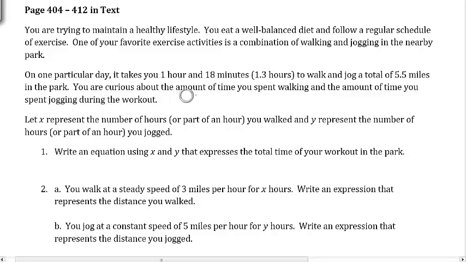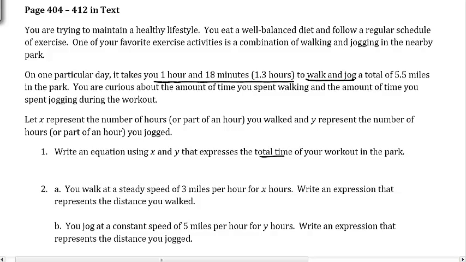You are curious about the amount of time you spend walking and the amount of time you spend jogging during the workout. We're going to let x represent the number of hours or part of an hour you walked, and y represent the number of hours or part of an hour you jogged. Write an equation using x and y that expresses the total time of your workout in the park. The total amount of time it takes us to walk and jog is 1 hour and 18 minutes, or 1.3 hours, and we were doing both walking and jogging.